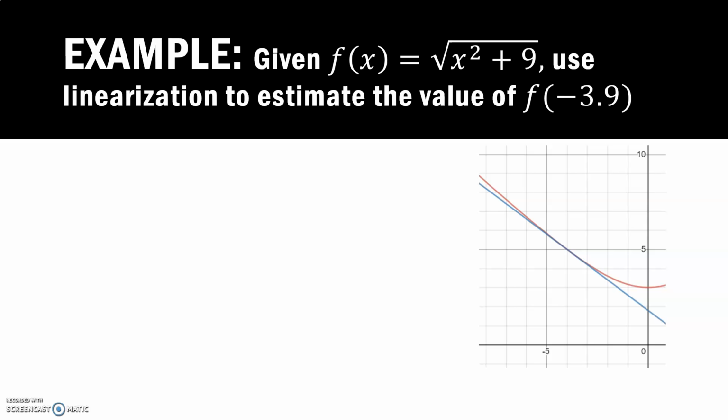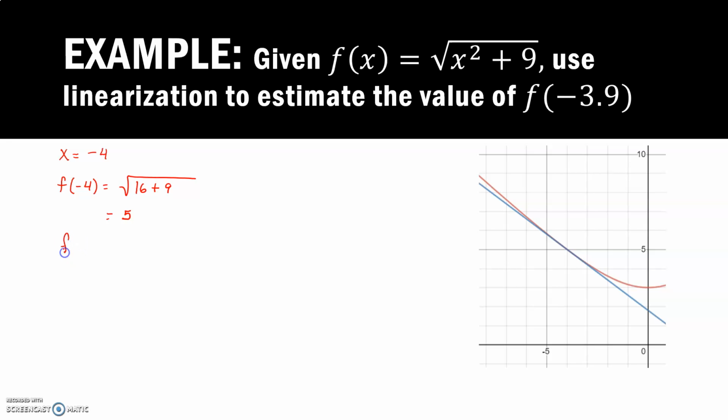All right, last one. We have a function that is the square root of x squared plus 9. We're going to use linearization to estimate the value of negative 3.9. So let's try our x coordinate close to negative 3.9. Let's try x equals negative 4. So then our y coordinate would be square root of 16 plus 9, which is 25, which is 5.